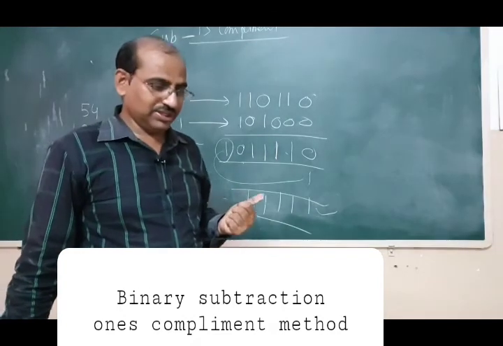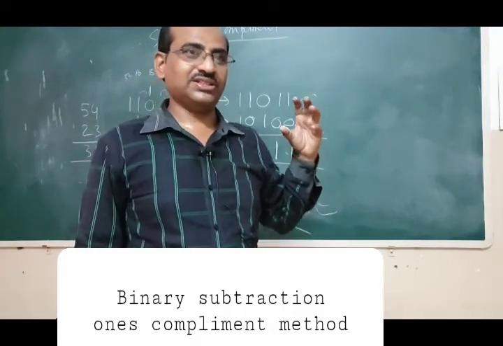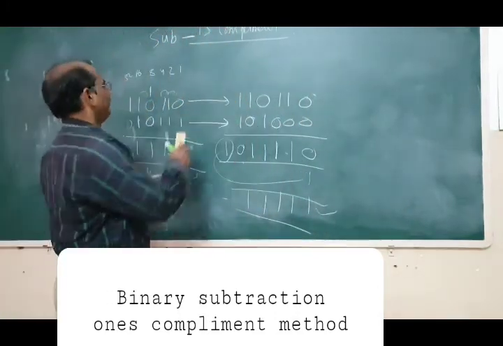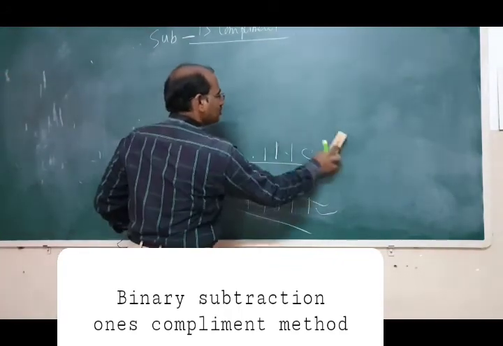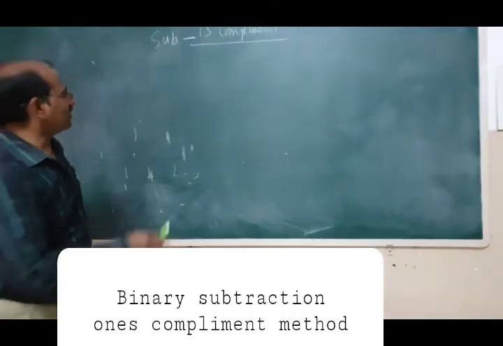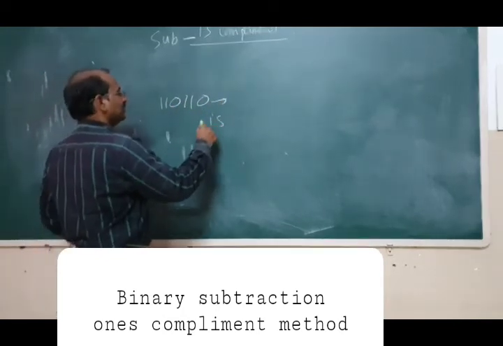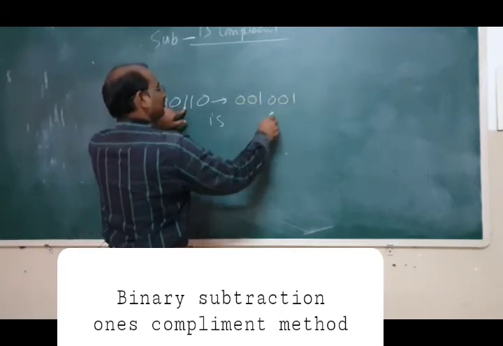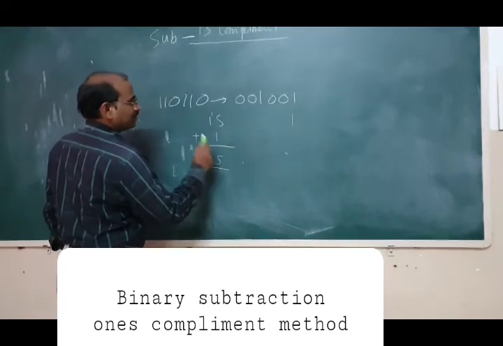Before concluding this class, let us discuss 2's complement. That is also easy. We will just discuss how to get the 2's complement. The subtraction method we will see in the next class. What is 1's complement? I am writing here a number. Write its 1's complement, that is nothing but 0 0 1 0 0 1. You add a 1 to the 1's complement, and you will get the 2's complement.